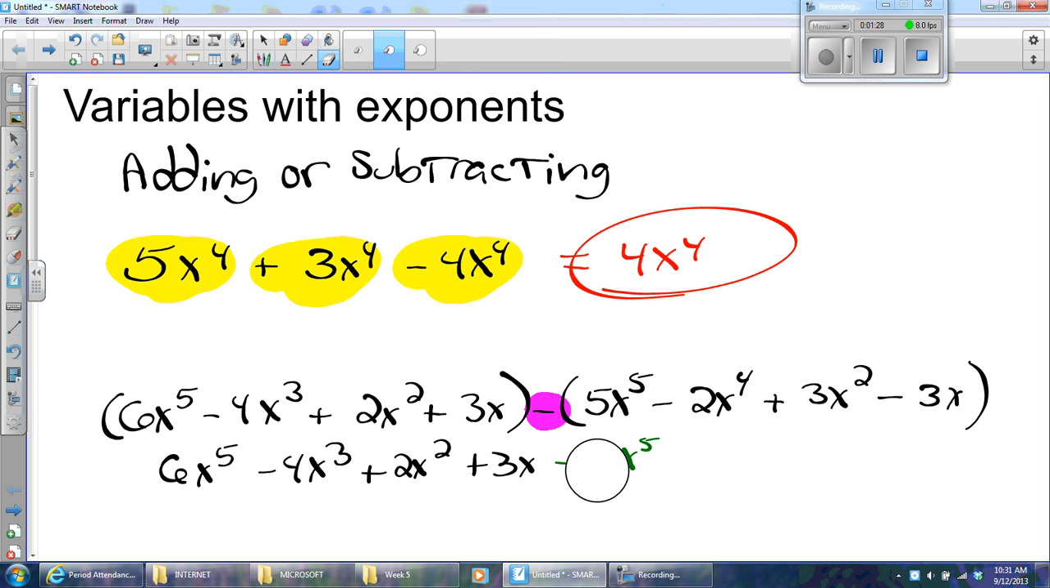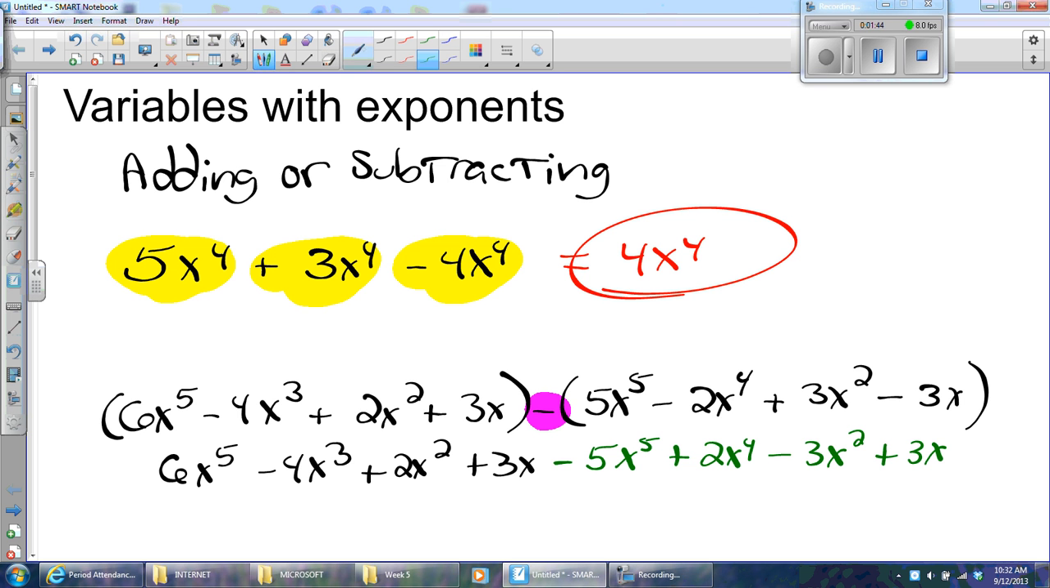Does that look like a 5? Let me make it look more like a 5. There we go. And a negative times a negative 2 would be a positive 2x to the fourth. And then a negative 3x squared, and a plus 3x.